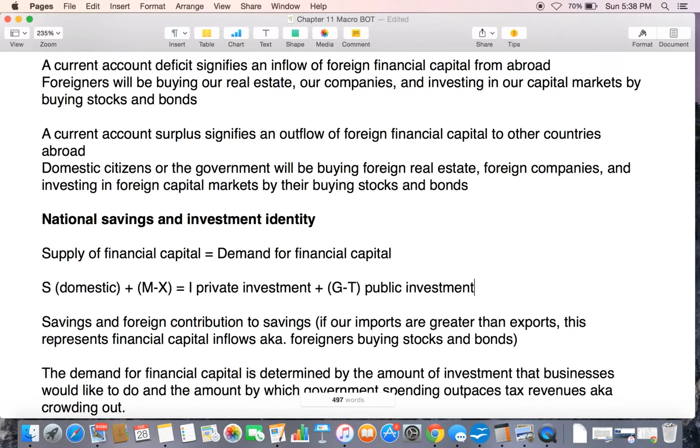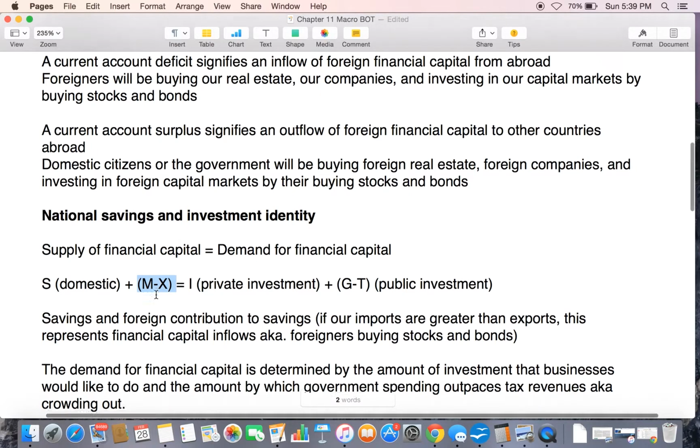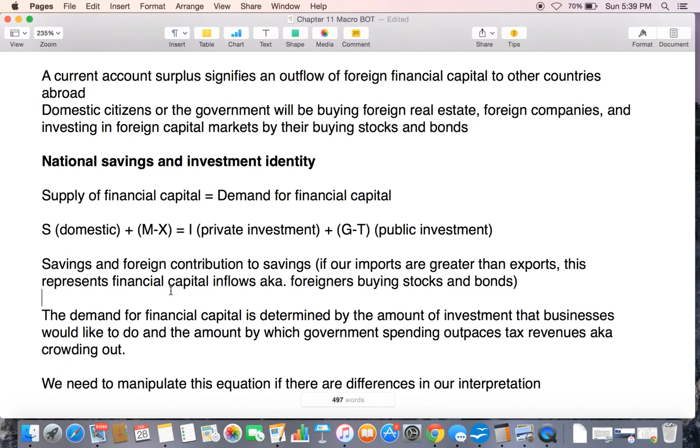So sorry if I said that wrong the first time. All of our private investing that's done and all of our public investing is done represents the demand for financial capital, and it's supplied by domestic savers. So you and I investing, saving our money. Any income that we do not spend, we're saving, and it can go towards private investment or public investment, and also any inflow of foreign financial capital is a supply of financial capital. So savings and foreign contribution to savings.